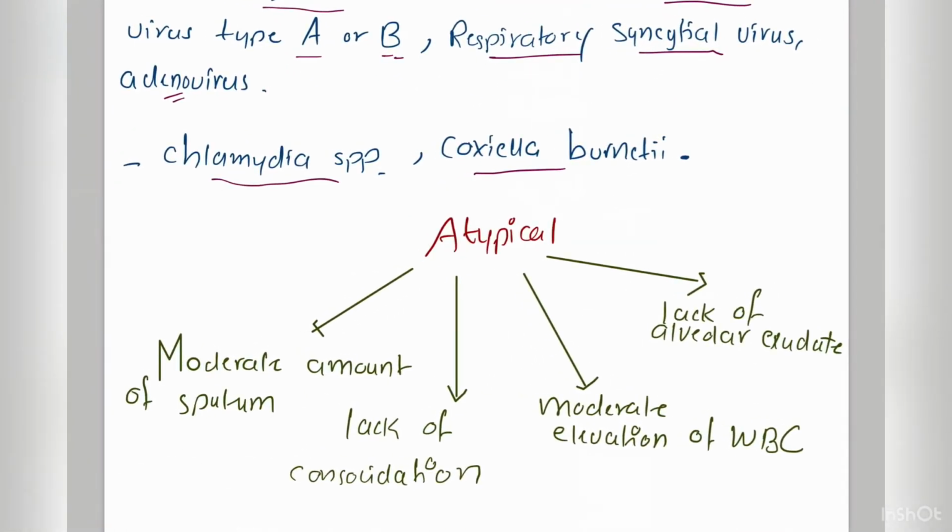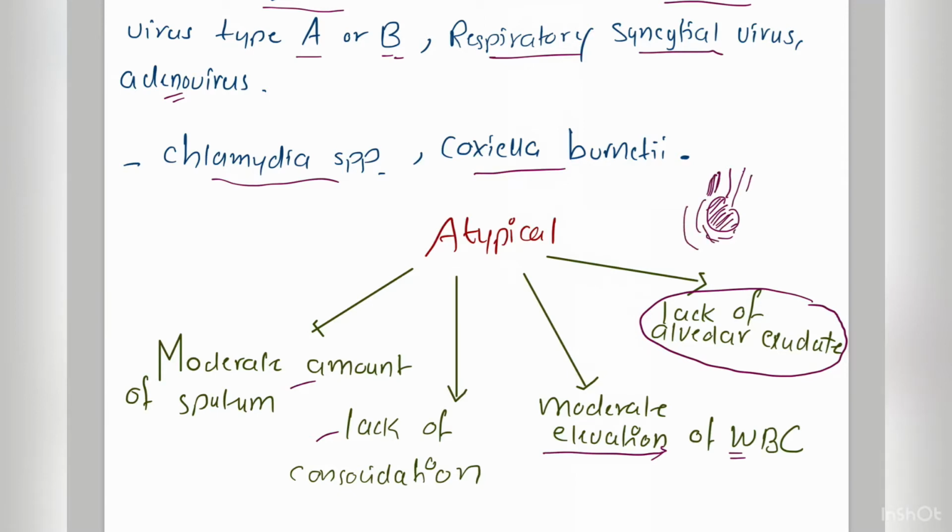This type or syndrome of pneumonia is called atypical because it produces a moderate amount of sputum, lack of consolidation, and moderate elevation of white blood cells. That means the white blood cell count does not rise as much as in community-acquired acute pneumonia. And the most important characteristic feature is a lack of alveolar exudates. That means there is no inflammatory cell exudate inside the alveoli; it occurs in the interstitium, which is the space between the alveoli and capillaries.